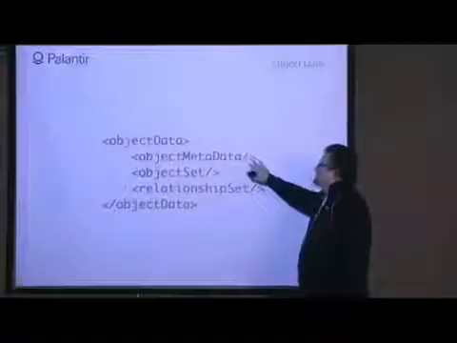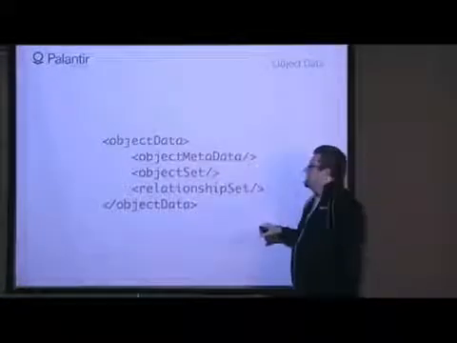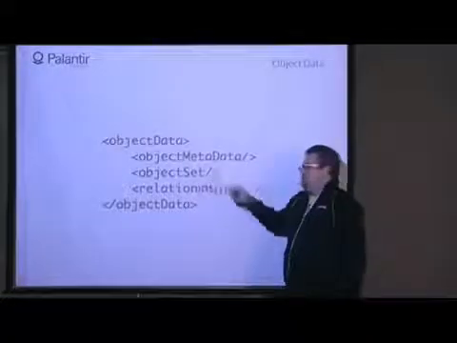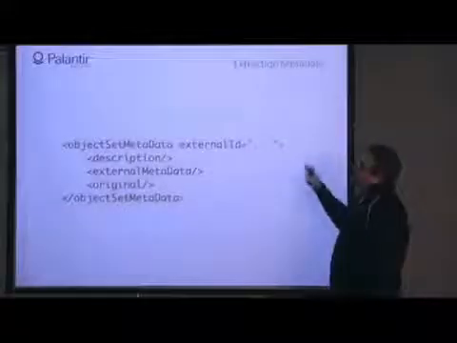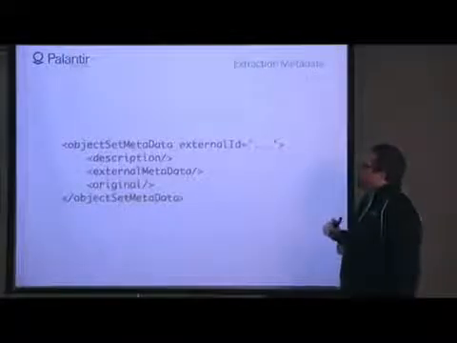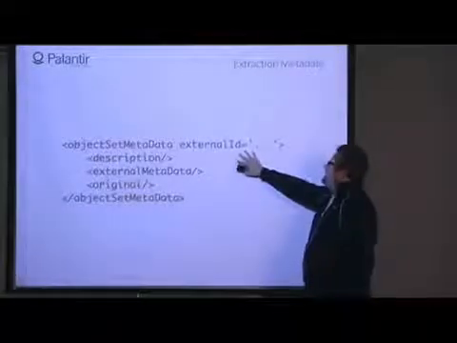Here's an overview of the object data section. Each object data section contains object set metadata, which explains what we're going to find in this section, a set of objects that have been extracted, and an optional set of relationships which link one or more objects to each other. Looking at the object set metadata element, we see that it has an external ID. This is how we hook these things up to the type mapping, which we'll look at a little bit later.